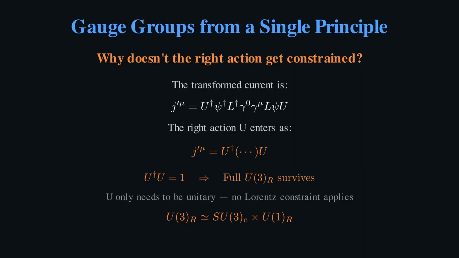This decomposes naturally into SU3 color, which rotates the three quark color ideals, and a commuting U1R phase rotation. The right action is blind to chirality. It treats left-handed and right-handed states identically, exactly as the strong force does.